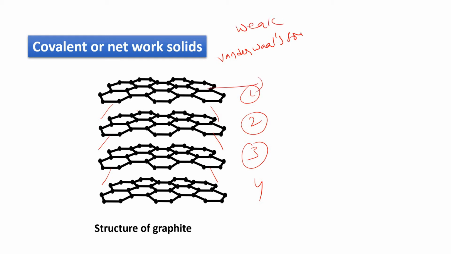If one layer is moving in this direction, the other will move in the backward direction. Because of this, it will get a slippery nature. That slippery nature is nothing but a lubricant. It can act as a lubricant. I will show this in this diagram.